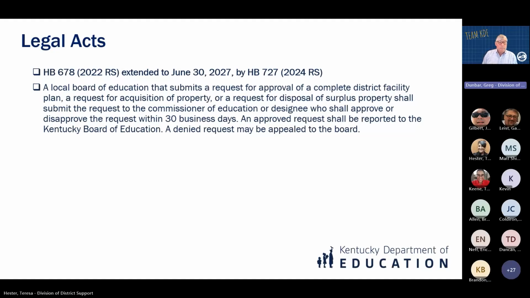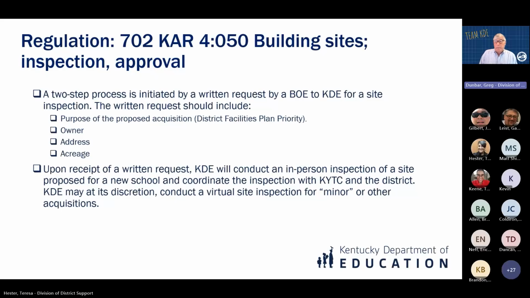Next slide, please. So to the meat of the presentation, which is the regulation itself, 702 KAR 4:050, building sites inspection approval. This is a two-step process. It's initiated by a written request from the Board of Education to KDE for a site inspection. This written request should include the purpose of the acquisition, whether or not it's on the district facilities plan or not, current owner, the address, and the acreage.